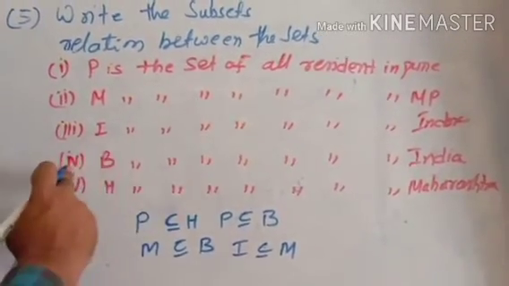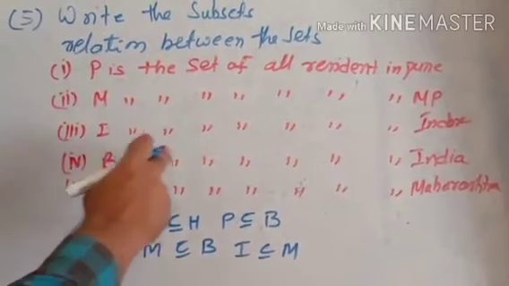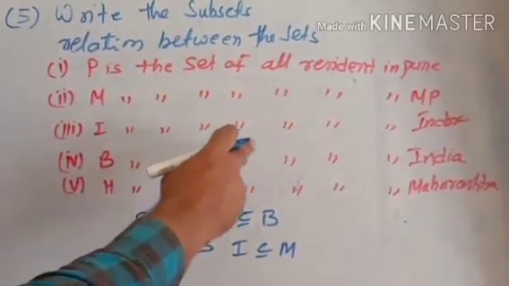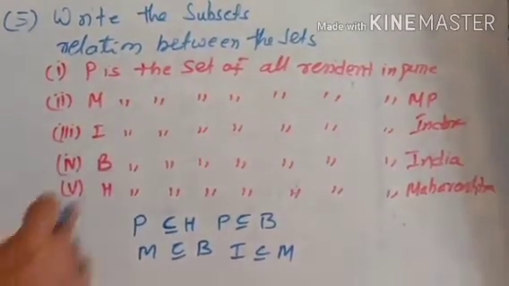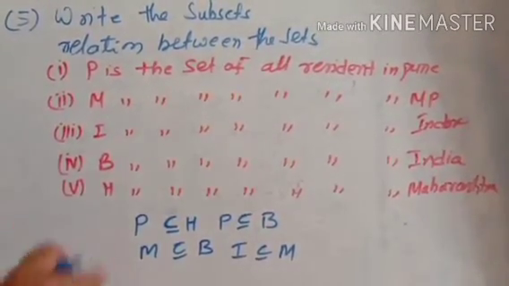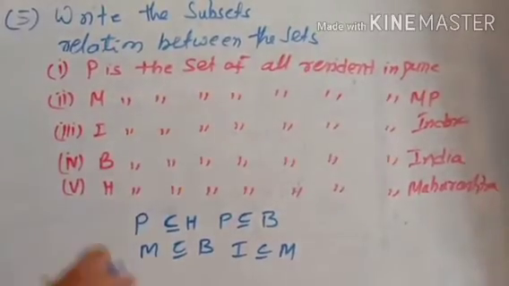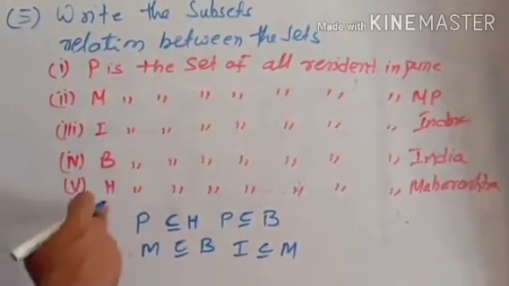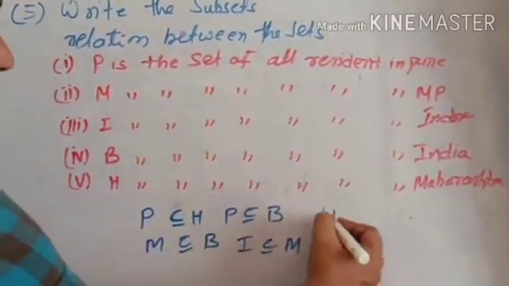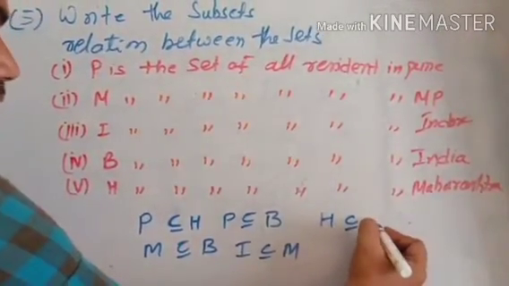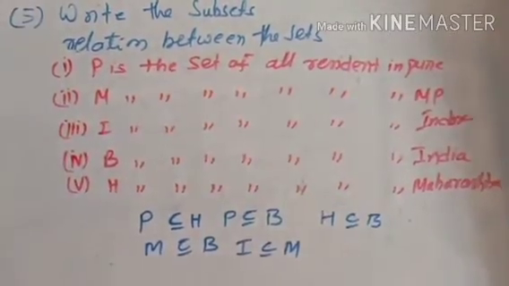Third one is completed. We go on to the fourth one. B is the set of all residents in India. India is a universal set. Therefore, it is not a subset of any other set. Therefore, we go on to Maharashtra. Maharashtra is a subset of what? India. Therefore, H is a subset of India. Maharashtra is a subset of India.